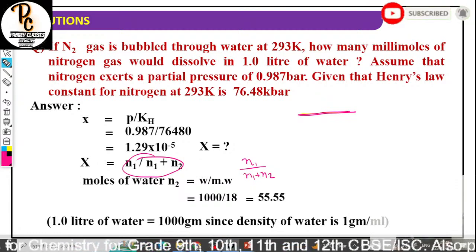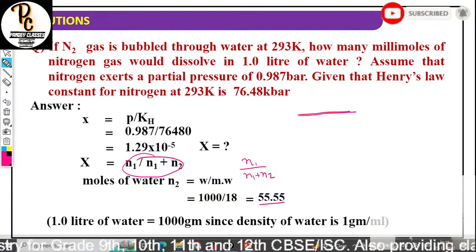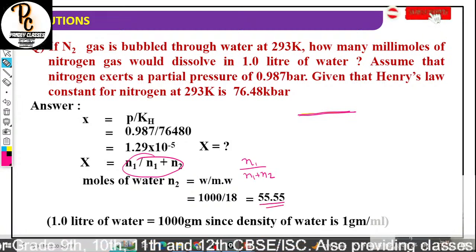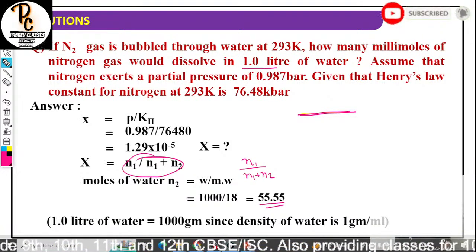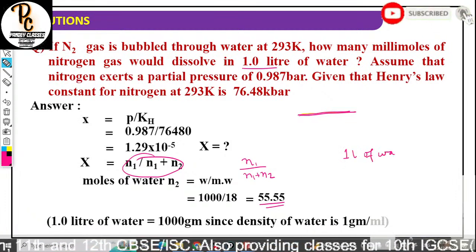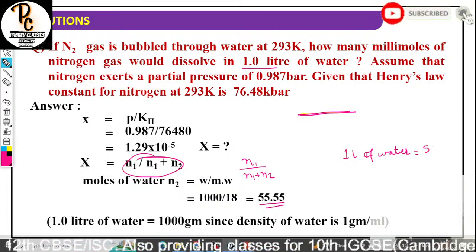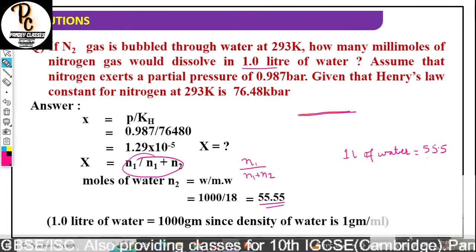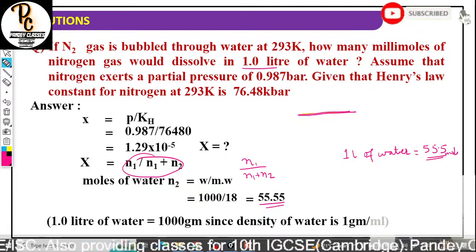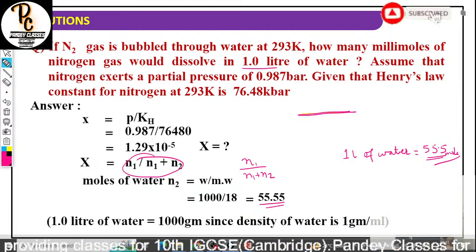And then how can we calculate the number of moles? Just remember this, moles of water is N2. 1 liter of water equals 55.5 moles. Always remember this, consider this as a standard result.